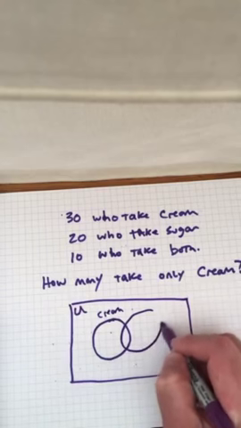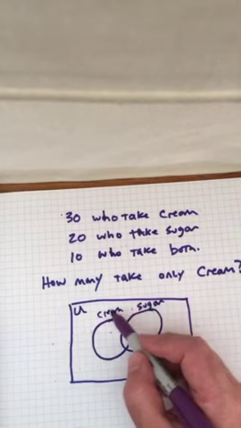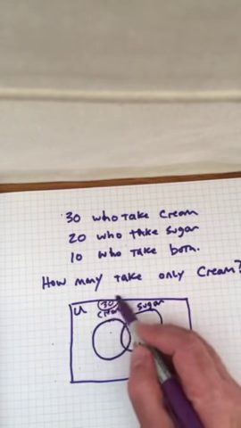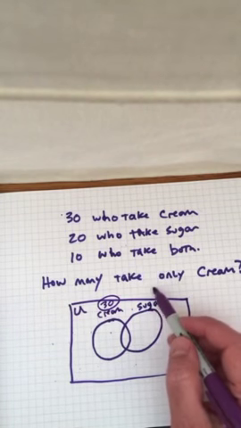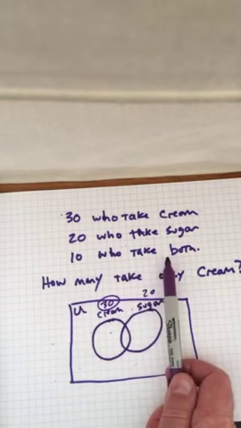And over here we have the people who take sugar. Now we know the people who take cream is 30. I'm going to put it up here. Some people put it in different places. People who take sugar is 20. One thing I know is that there are 10 who take both.